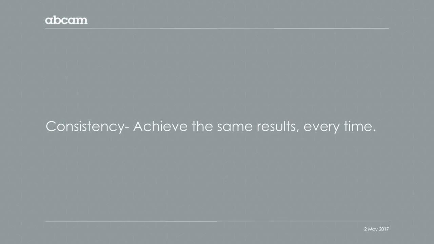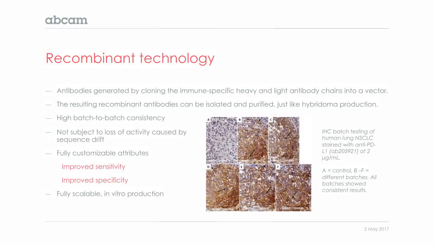After we have confirmed specificity and the appropriate sensitivity for a particular assay, we need to make sure that these results remain consistent. To generate a recombinant antibody, genes encoding the antibody heavy and light chains can be cloned into a vector that will permit their expression in more robust host cell lines. From here, the resulting recombinant antibodies can be isolated and purified, just as though they had been produced using a hybridoma. Once sequenced, recombinant antibodies are not subject to loss of activity caused by sequence drift or loss of yield, both of which can affect hybridomas if they are poorly maintained.